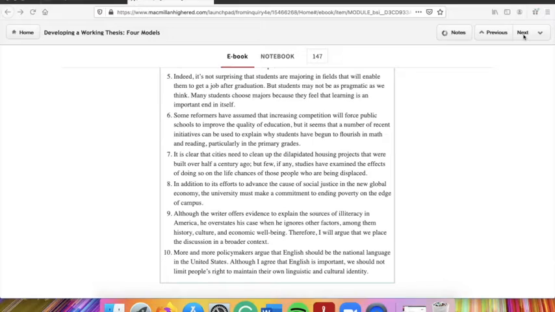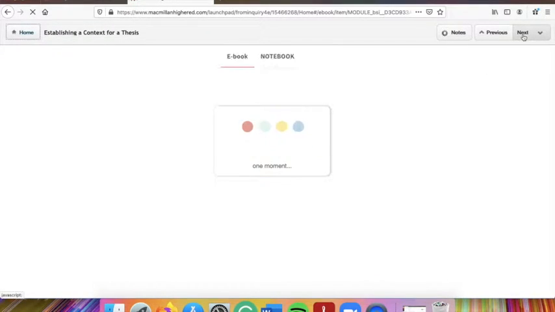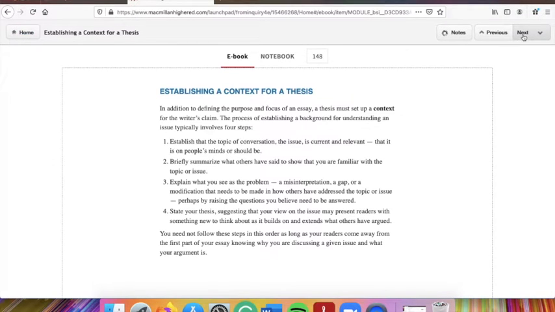Where are we here? We're going to go straight away. They have a couple of examples of establishing context. That's what we're going to do next. You want to establish context for a thesis by establishing the topic of conversation. You want to establish that the topic is current and relevant, that it is on people's minds, or that it should be. You want to briefly summarize what others have said and how you're familiar with the topic. Explain what you see as a problem, misinterpretation, or gap, or a modification that needs to be made, and how others have addressed the topic or issue. And then you want to state your thesis at the end of the paragraph.